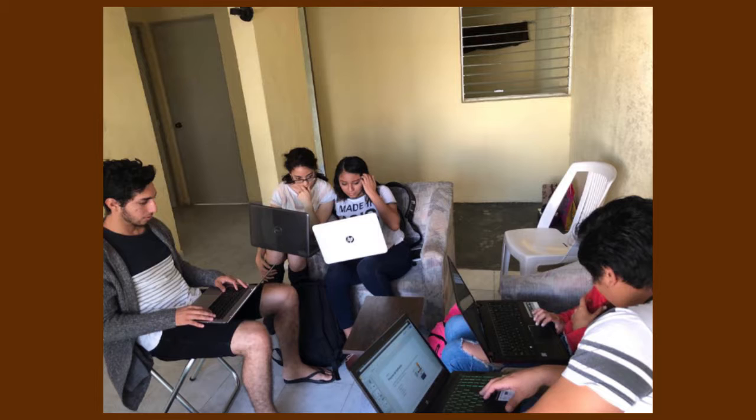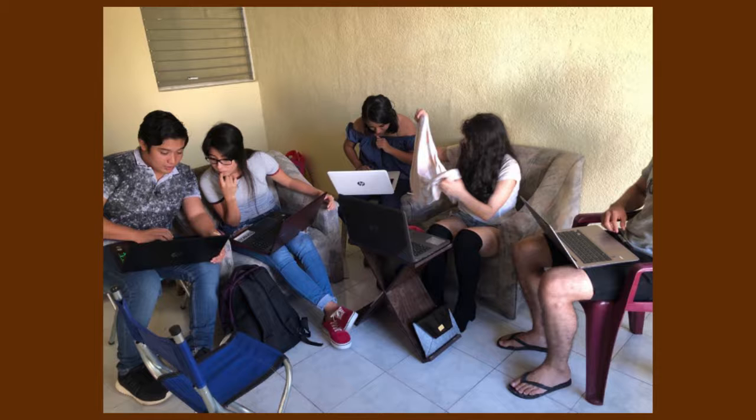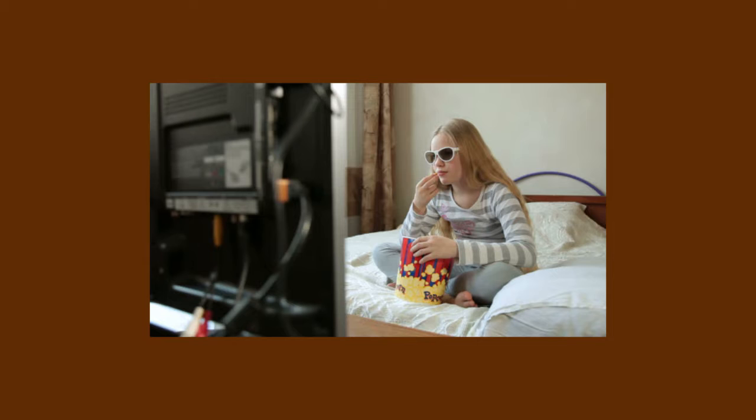On the second due, we defined the requirements based on our ideas. We also decided that the phases would be randomly chosen, and we took our investigation and gave it a practical use. We designed the physical elements of the game and defined the instructions. On the third due, we tested the product and printed it.